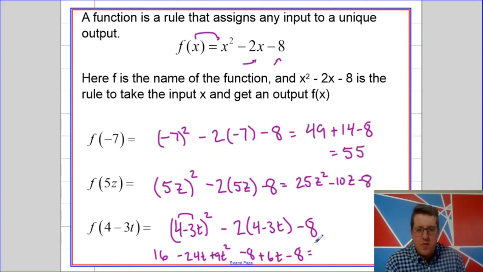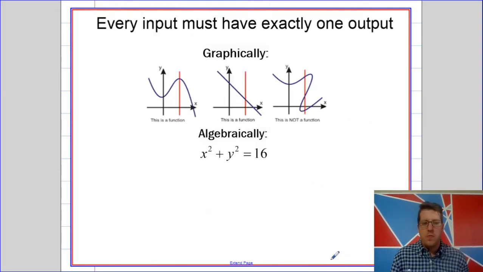We want to give our answer in standard form, so we want to say 9t squared. And then I think we have minus 18t, if I'm not mistaken. And I believe that the positive 16 here and the negative 8 and the negative 8 cancel out. So I think that's our final answer.